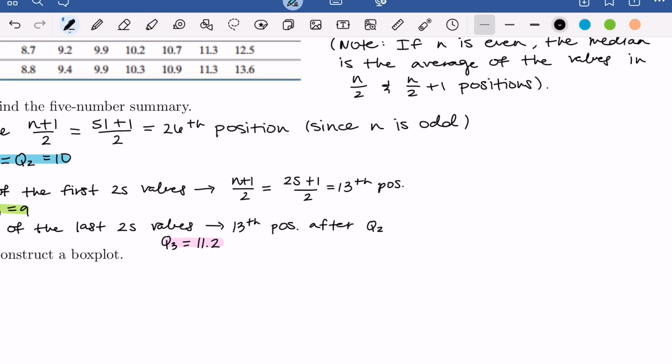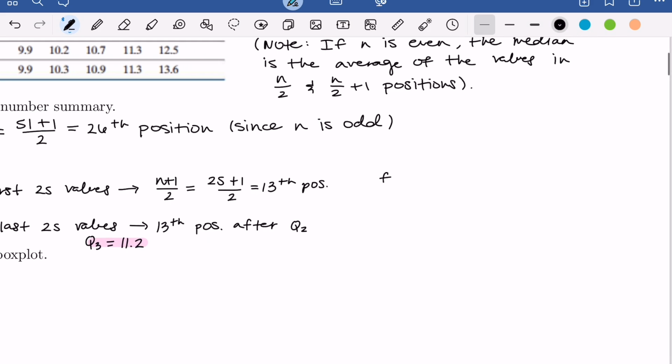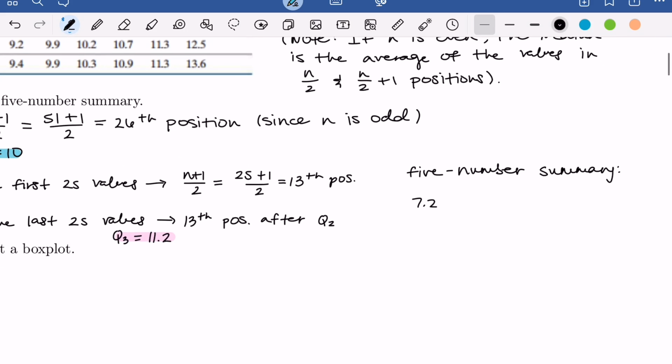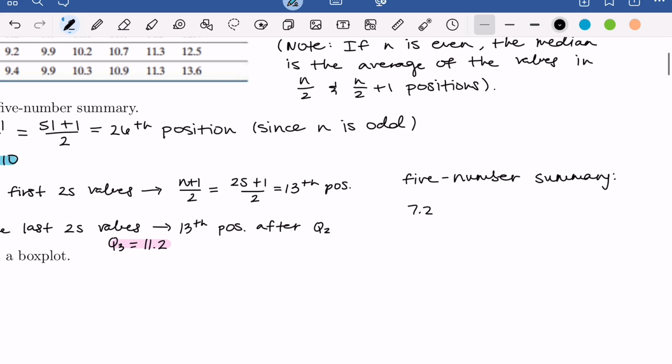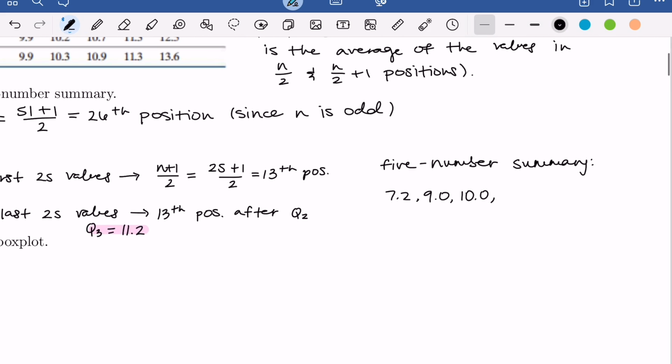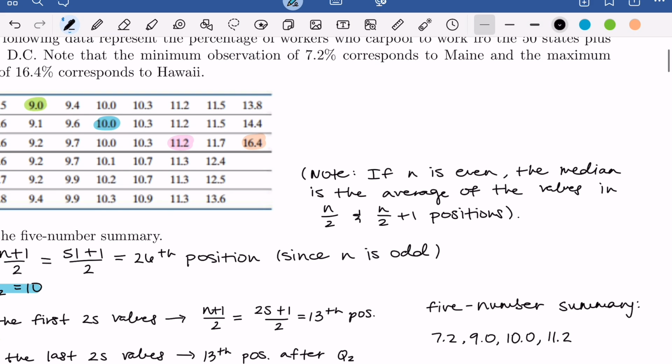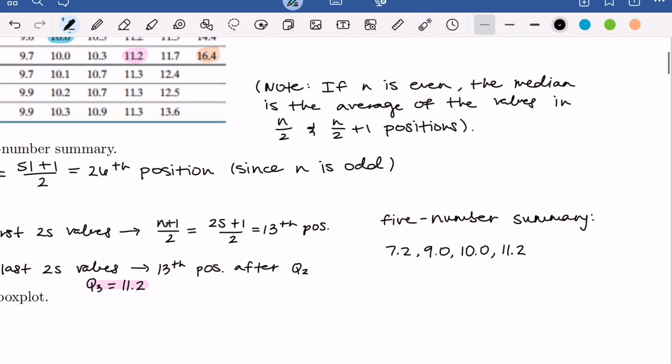We'll write this on the side here. We have our smallest value, which we know is 7.2 from our table. Then we have our Q1, which is 9 or 9.0. Then our median value, our Q2, is 10.0. Then we found that our Q3 was 11.2. And then going back to the table for our last value, our maximum value, that's going to be 16.4.